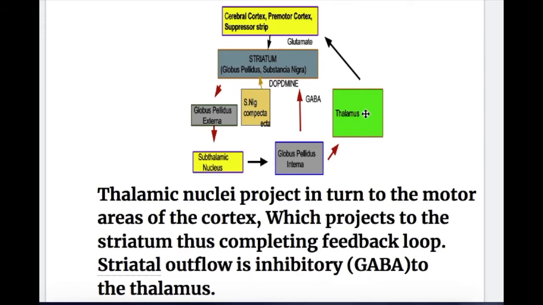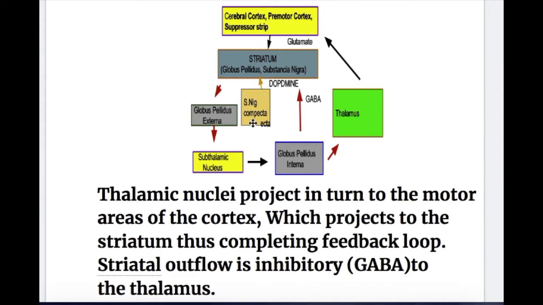And then thalamic nuclei project in turn to the motor areas of the cortex here, which projects to the striatum, thus completing the feedback loop. Striatal flow is inhibitory to the thalamus. So cerebral cortex and suppressor strip project on striatum, onto the Substantia nigra and the globus pallidus externa, and then to the subthalamic nuclei and globus pallidus interna to the thalamus, and thalamus projecting back onto the cerebral cortex and that to the striatum.